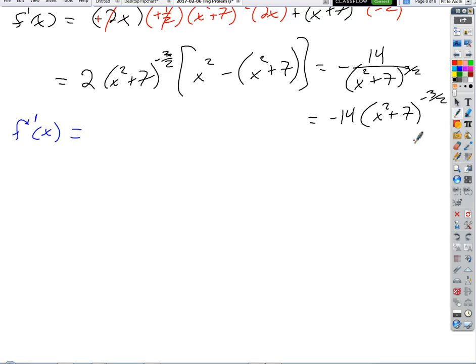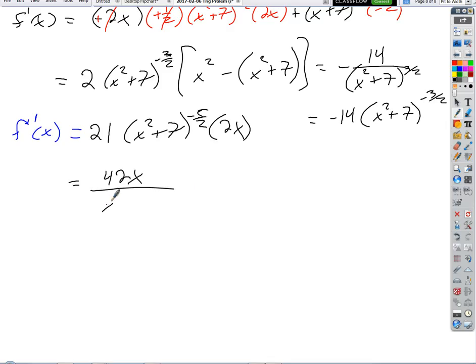So now what do we get here? Positive 21 times x squared plus 7 to the negative 5/2. How'd you get a positive? Negative 3/2 times negative 14. Okay, right? And then times by the chain rule, 2x. So you get 42x over x squared plus 7 to the 5/2. So we do get a second derivative critical number at 0.